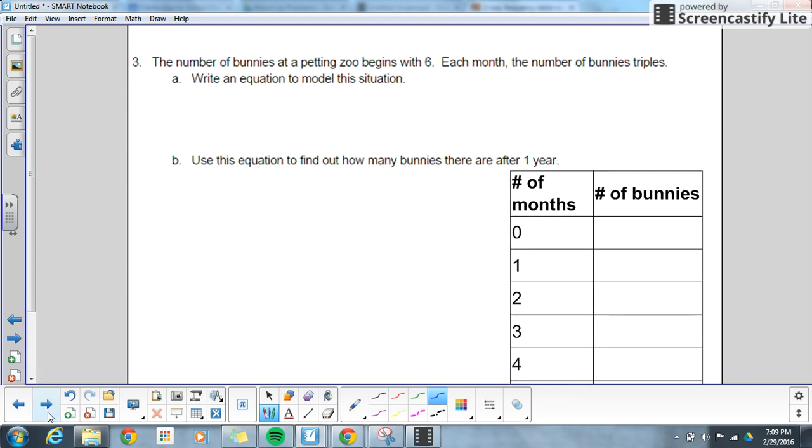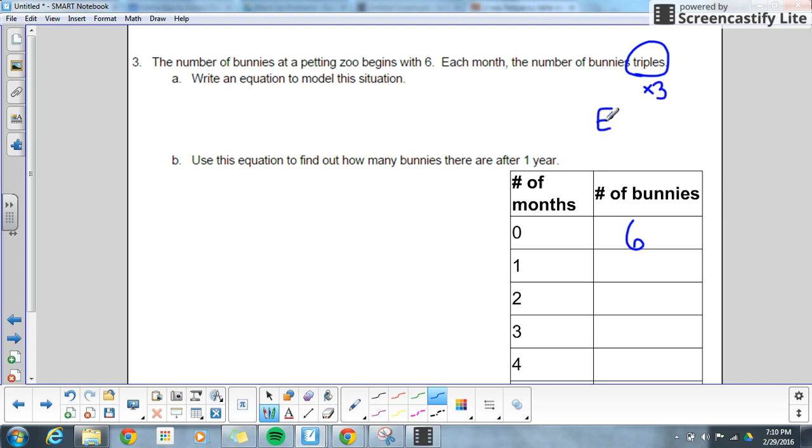we're going to go ahead and go to the number of bunnies. All right, so the number of bunnies at a petting zoo begins with 6. So at 0 months, we have 6 bunnies. Each month, the number of bunnies triples. Well, what does triple mean? It means we're going to be multiplying by 3.